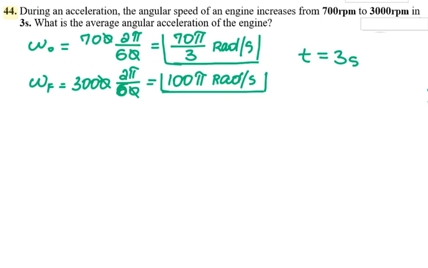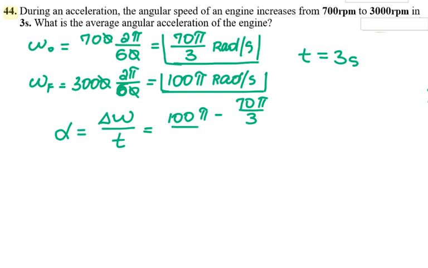And they ask you average angular acceleration. So angular acceleration is equal to change of the angular velocity over the time, which is 100 pi minus 70 pi over 3 divided by the time, which is 3 seconds. So that will give me 80.2 radians per second squared.